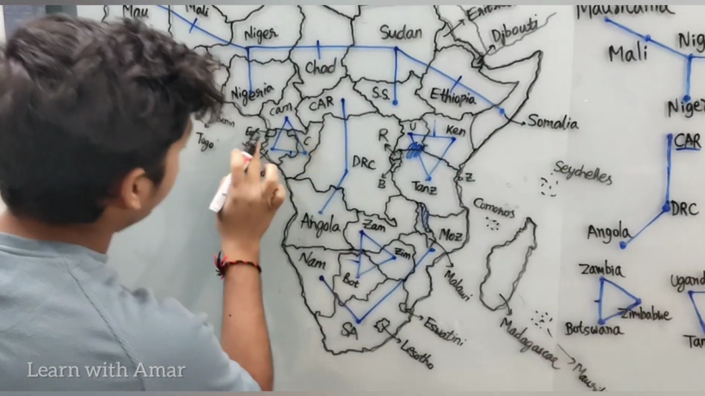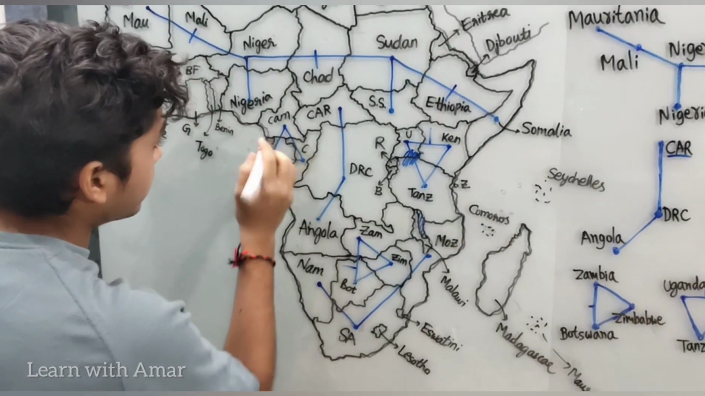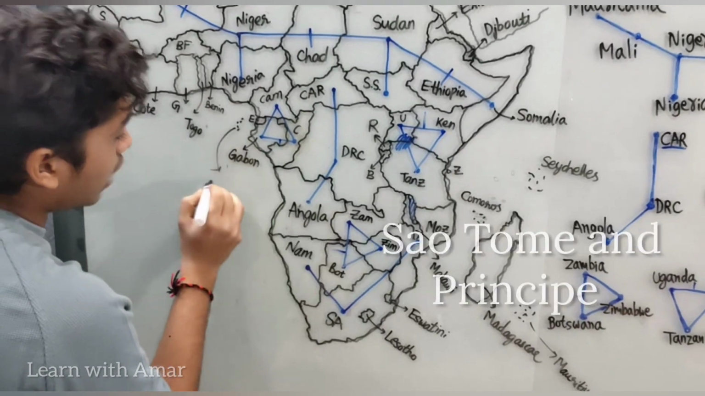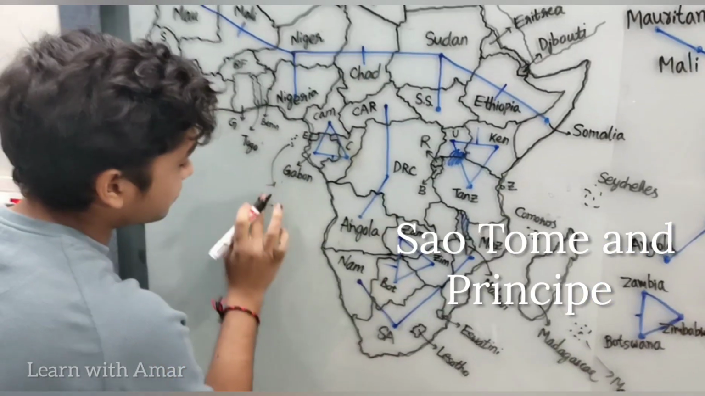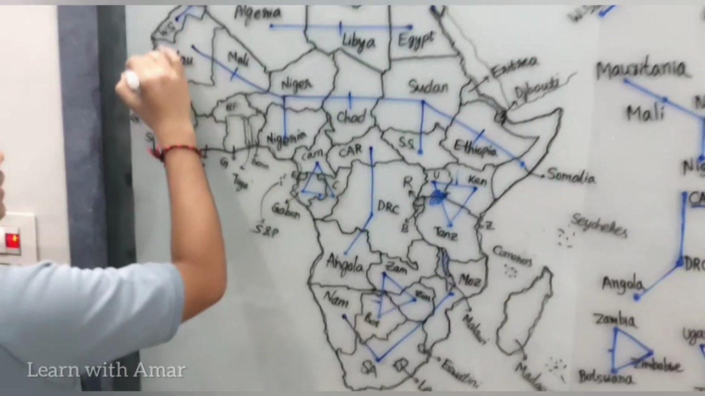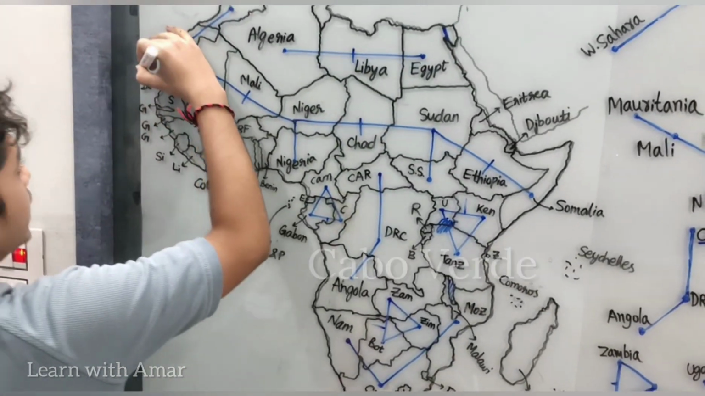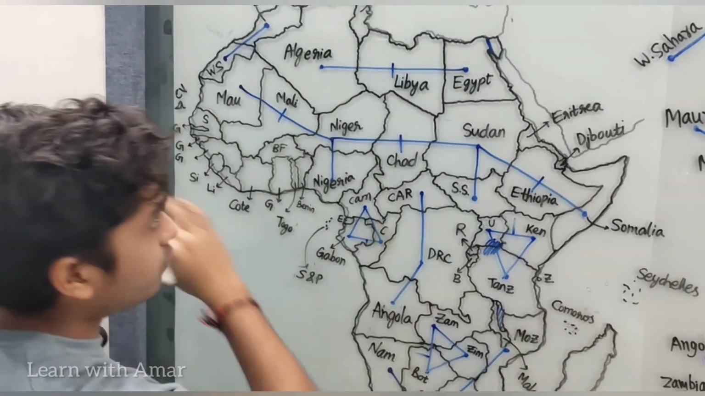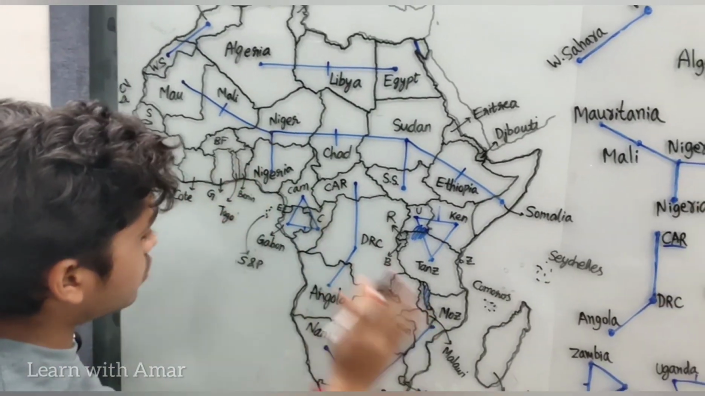Coming here, this is Equatorial Guinea. This right here is Sao Tome and Principe. And right here we have Cape Verde or Cabo Verde. So these are the countries of Africa.